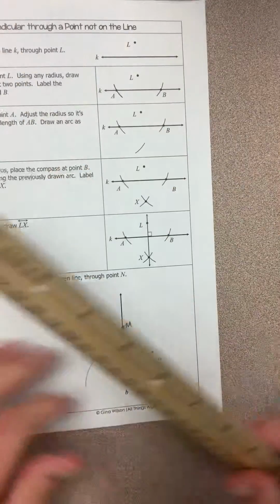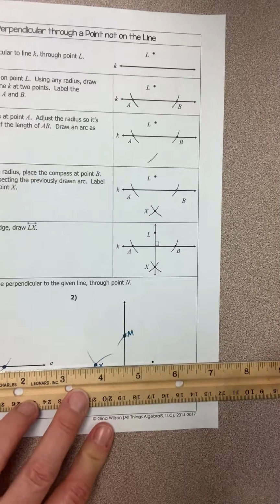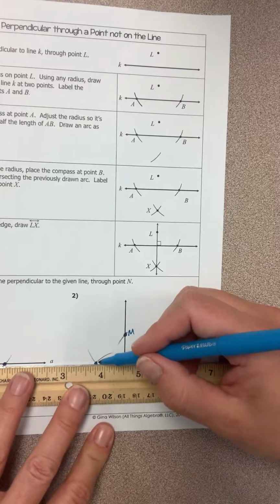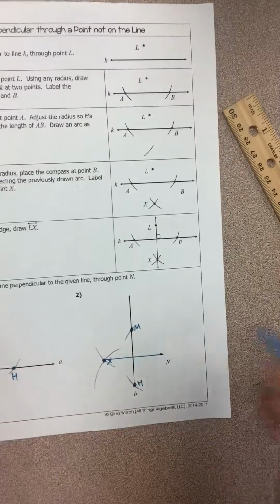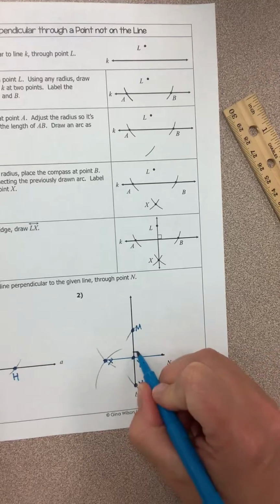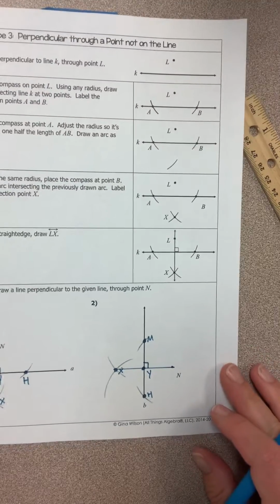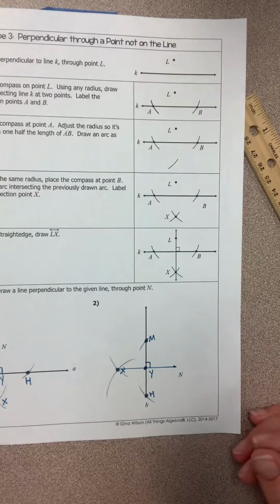Next, I'm going to take my ruler and draw a line there. And there's an intersection point, so I'm going to label that point again. And now I'm going to name them perpendicular to each other. So that was type 3. Perpendicular. How do you draw a perpendicular line through a point not on the line? There it is.